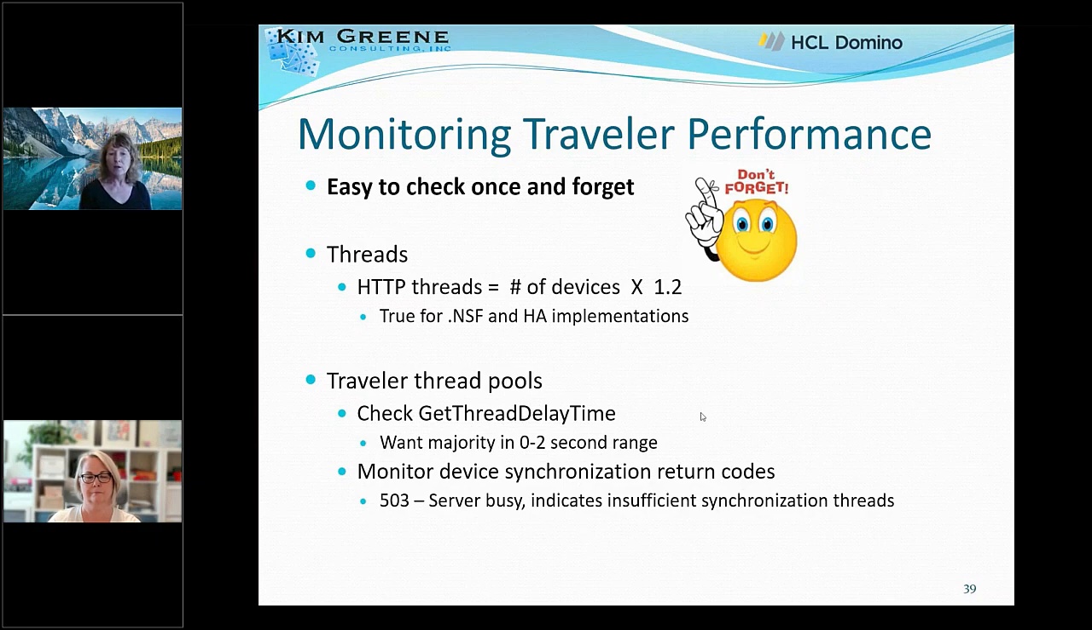And one key one is to look at the get thread delay time. You want the majority of those to be in the 0 to 2 second range. If it's above that, you're starting to get into that situation where you may not have enough HTTP threads. And you also want to monitor for the 503 server busy error, because that's indicating that there are not enough threads to handle all the work that the Traveler server has coming at it. So don't forget about it.